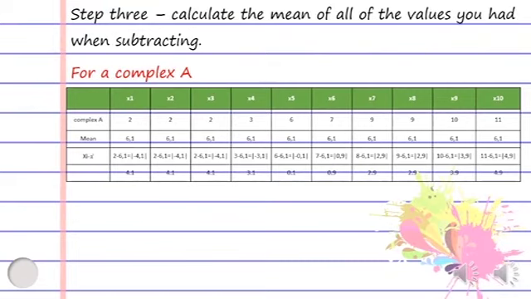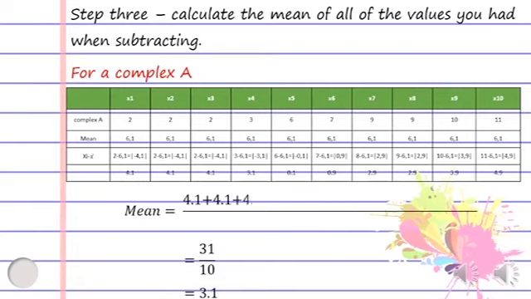Next, we are going to add these 10 distances that we came up with and divide by 10, because we have 10 numbers that we add all together. For complex A, the mean deviation equals 3.1. We can say that the values in the dataset are, on average, a distance of 3.1 away from the mean of 6.1.